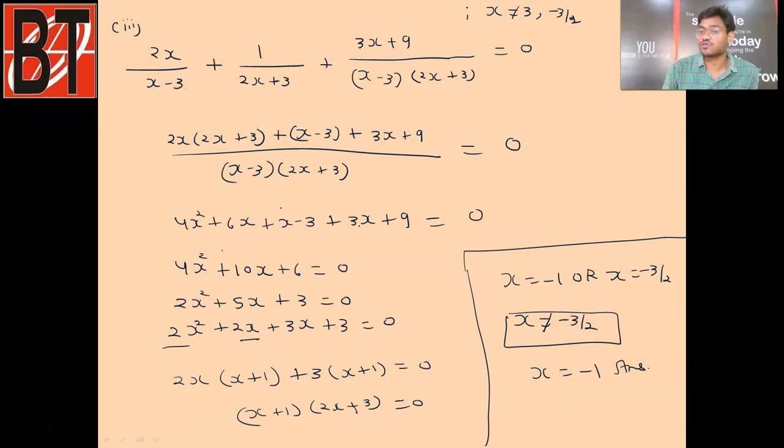Why is x equal to minus 3 by 2 not a solution? Because it will change the given equation into an indeterminate form, because division by 0 is indeterminate in mathematics. So I hope there should be no confusion up to here.